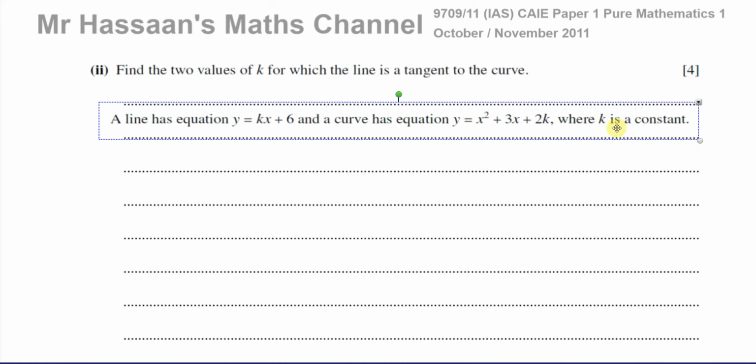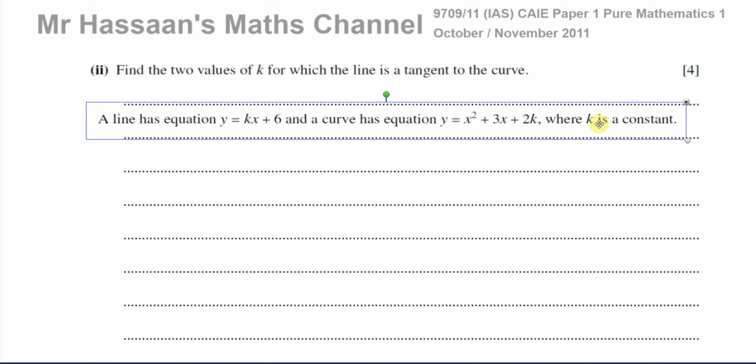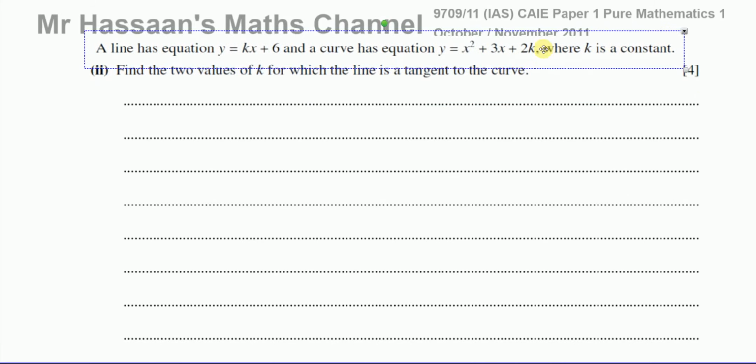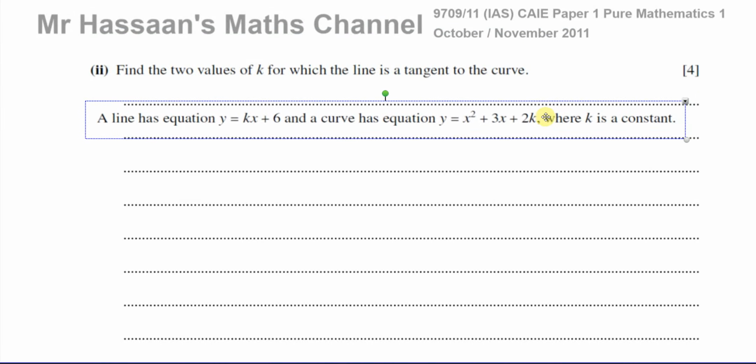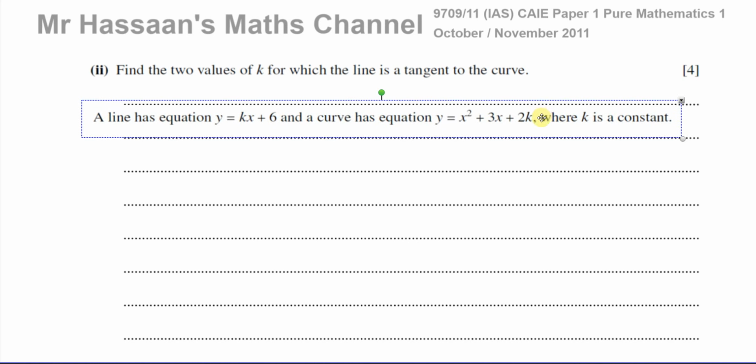So here we have the information from the first part. It's related to this sentence here from the first part of the question. We're going to leave these in terms of k, and we've got to find the values of k for which this line is a tangent to that curve.